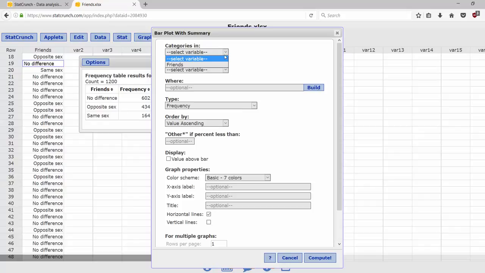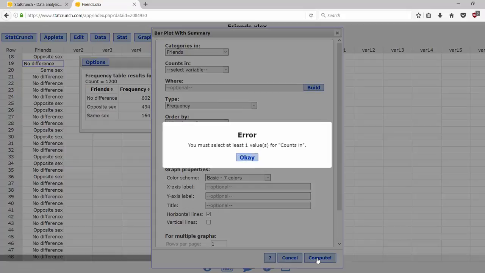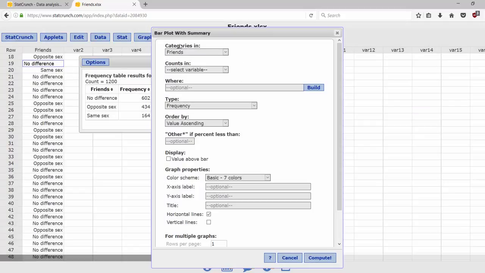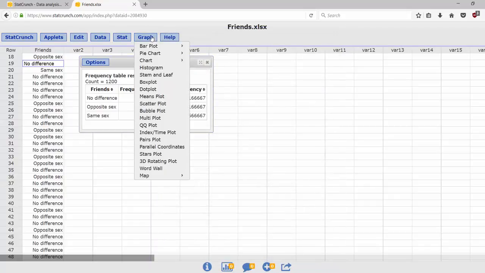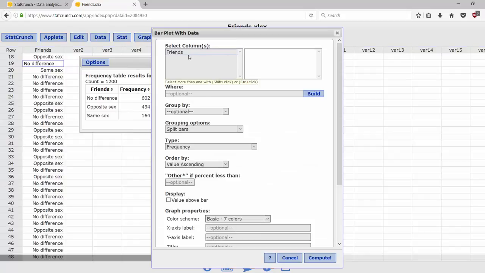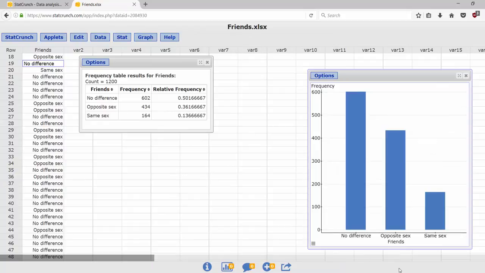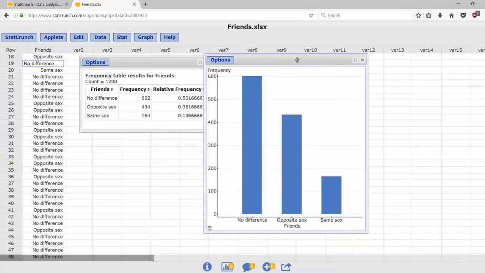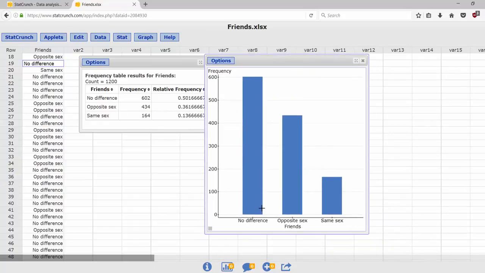Okay, categories and friends. Come on. Oh, for counts, and there are no counts. So look here. Just a second. This is the first time I'm doing that. I am not creating a good impression of my own. So in this case, the mode is what?